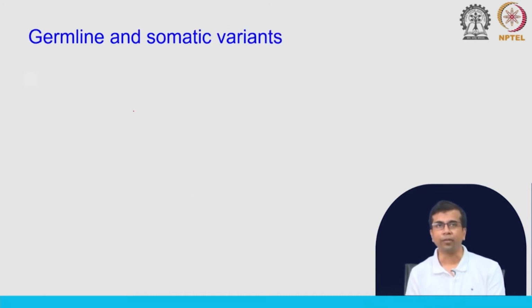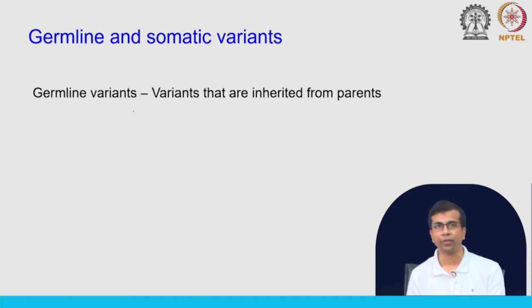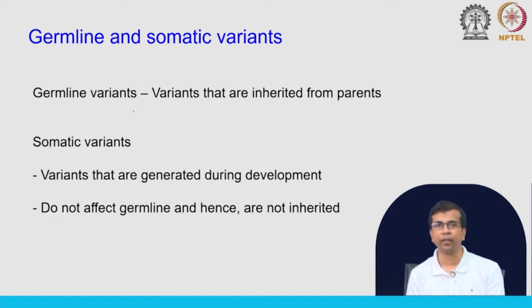Okay, so we have introduced these two terms, germline and somatic variants. What are they? Let us define those. Germline variants are variants that are inherited from parents. As you know, in the zygote we have one copy of the chromosome from the father and one copy from the mother, and these variants are inherited from the parents. So, these will be present in the zygote and they will subsequently be present in all cells arising from the zygote.